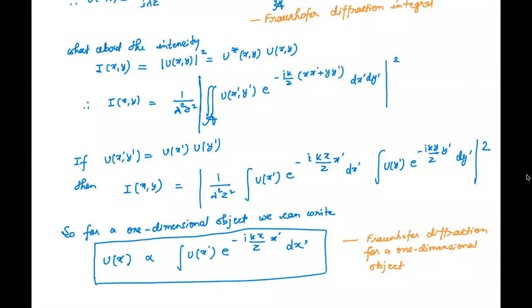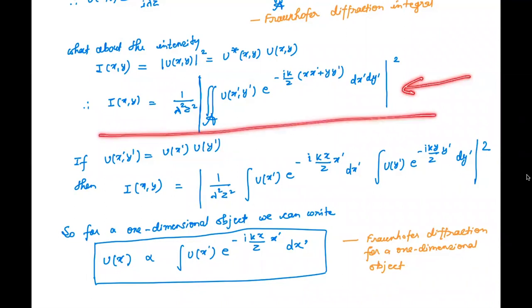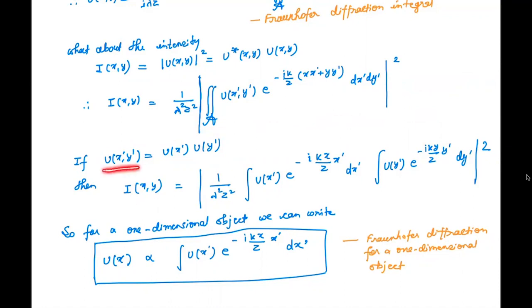Coming back, this is the expression that we have. It still looks a little daunting because this is a 2D expression. But suppose we have an object u(x prime, y prime) which can be factored as u(x prime) times u(y prime). So it has x dependence and y dependence that can be separated. Then we can write this integral as two separate integrals, one over x and the other one over y.